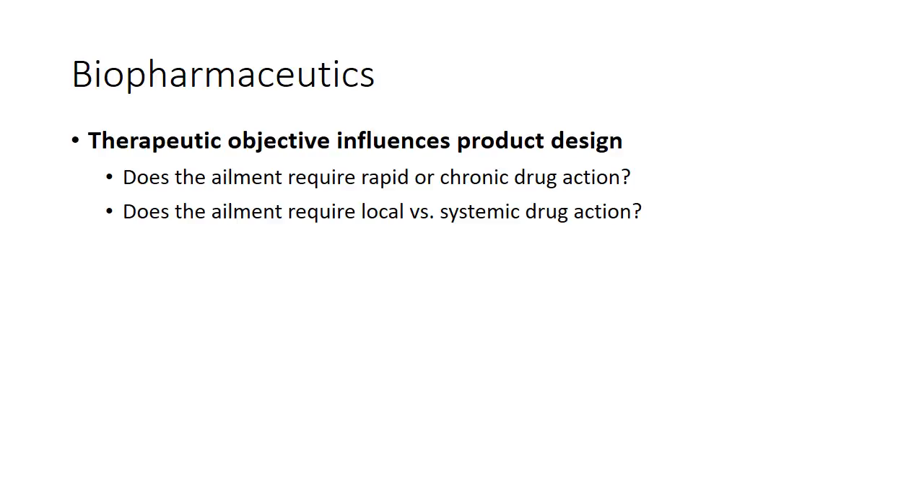The therapeutic objective influences the product design. Does the ailment require rapid or chronic drug action? If we require very rapid drug action, of course, we're not going to have a slow release formulation, right? So the formulation has to be determined based on what we need. If we're talking about chest pain or angina, of course, we don't want a slow release formulation. So they use a sublingual formulation that doesn't even have to get swallowed because it's absorbed in the capillary system under the tongue, right? So that formulation has to be designed very carefully.